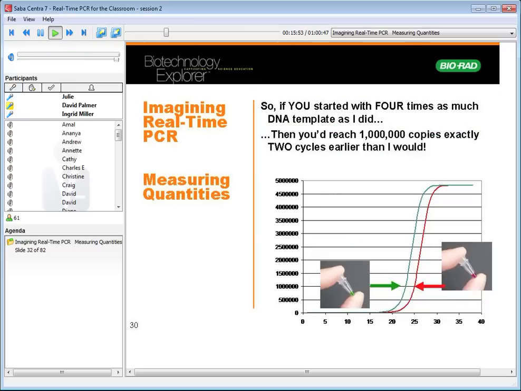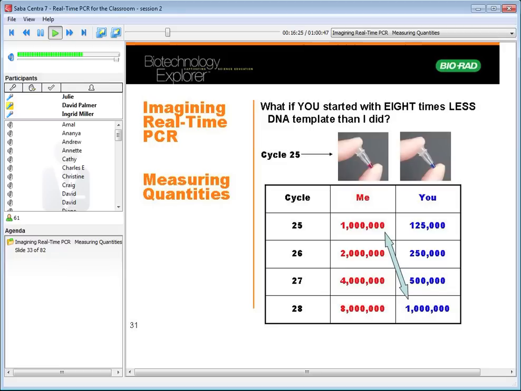And the original graph I showed was the one of my red PCR reaction, which amplified to 1 million copies at cycle 25. You started with 4 times as much. So for every point on the curve, you've got 4 times as much. What that means is that you've got amplification essentially 2 cycles earlier. Your curve is the same shape as mine, but it comes up 2 cycles earlier because you've got a head start of 2 doublings.